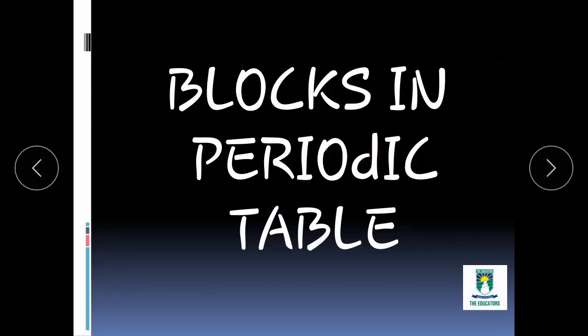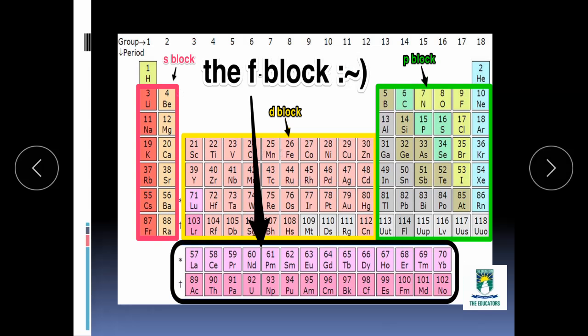Blocks in the periodic table. There are 4 different blocks in the periodic table. I'm not talking about group, I'm not talking about period, I'm talking about block. So students, don't get confused between a group, a period and a block. A group is the vertical column in the periodic table. The horizontal row in the periodic table is called a period.